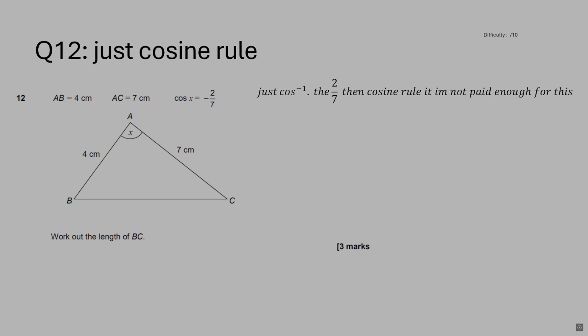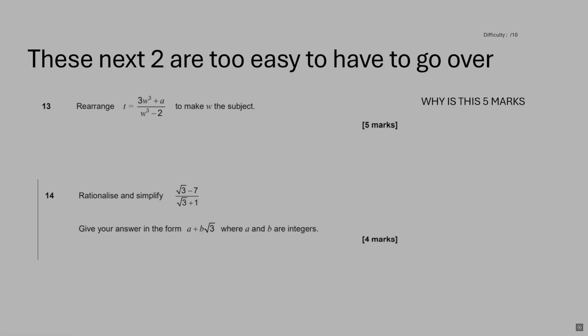Alright, this is just some cosine rule stuff, I'm not going to do it, it's just you find x by using this and then cosine rule. But it's just simple, it's so easy. Alright, these next 2 questions are also really easy. This is just normal GCSE rearranging, this is just normal GCSE rationalising. So again, I'm just going to skip them.